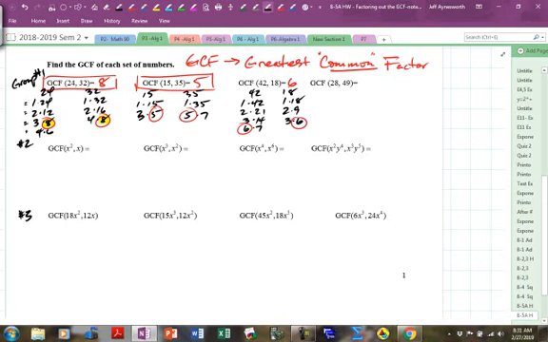Pause the video, try the last one. Okay. So let's take a look at it here. 28 is 1 times 28, 2 times 14, 4 times 7. 49 is 1 times 49 and 7 times 7, and so the common factor is 7.